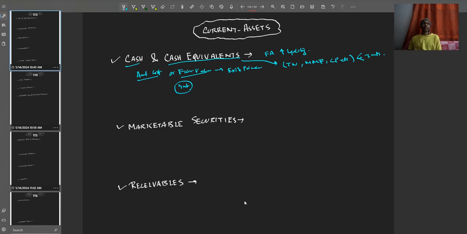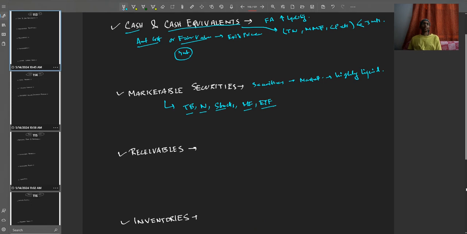Marketable securities. These are treasury bills, notes, and equity instruments like stocks, like mutual funds, like ETFs. Basically, these are securities that can be bought and sold in open market. That is, there is a market for it, where they can be bought and sold. So they are highly liquid. Receivables. Receivables are basically you have made the sales, but the cash is yet not received. This is basically what receivables are.